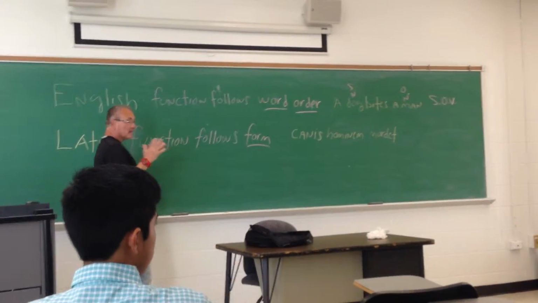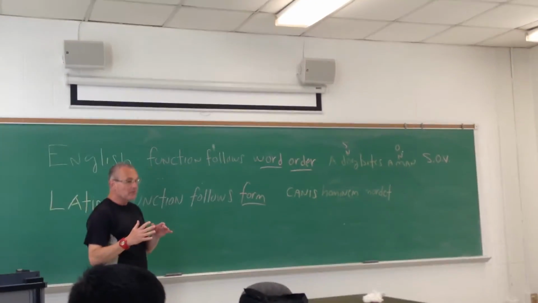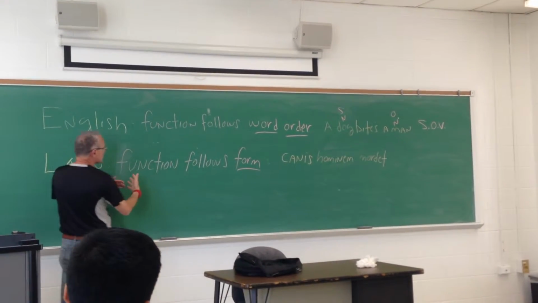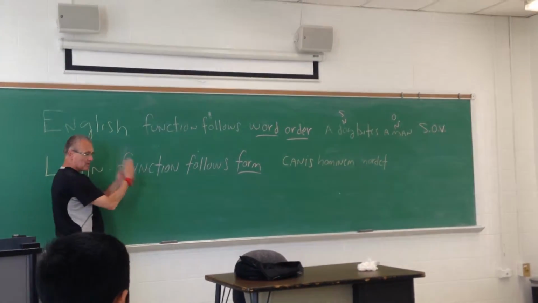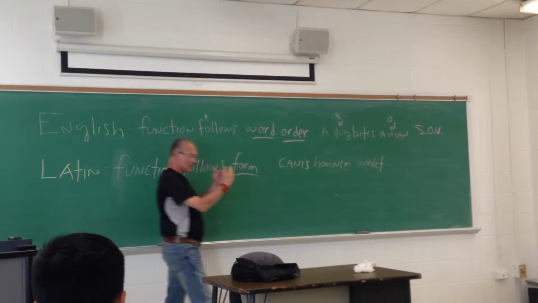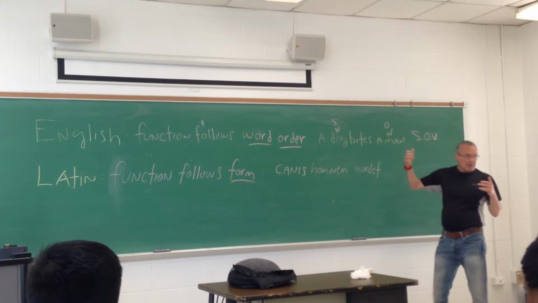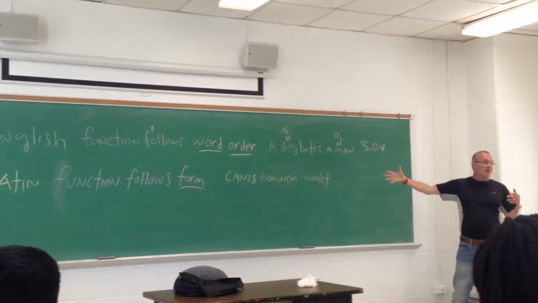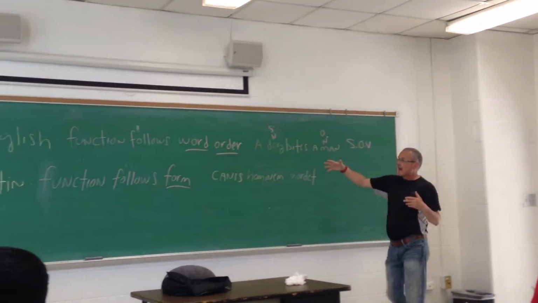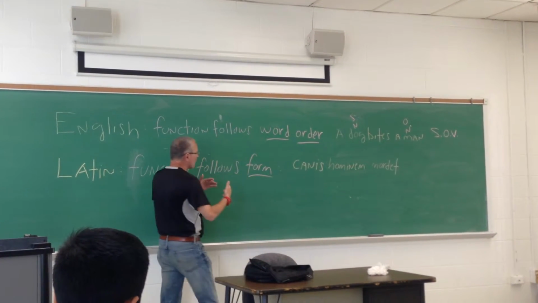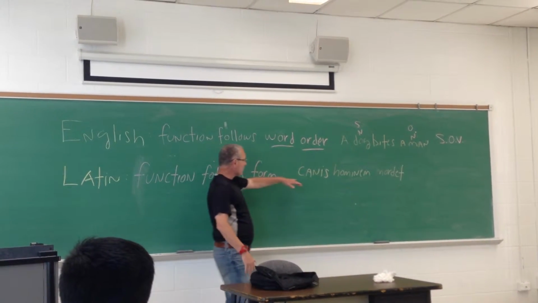Now Latin is completely different. And that's both the strength and the weakness of Latin. In Latin, function follows form. Again, by function, I mean what job is the noun word doing in the sentence. Being a subject is a job. It's something that the noun is doing. Being an object is a job. Now, in Latin, the job that a noun is doing doesn't come from the word order. It comes from the way the noun is spelled.